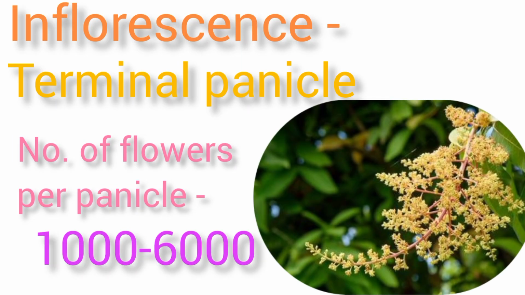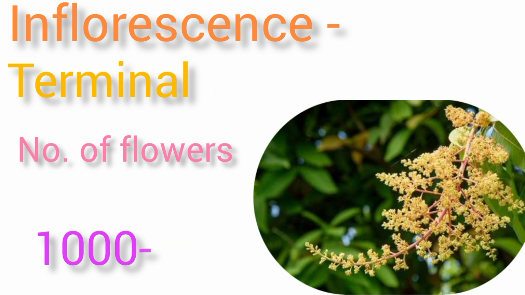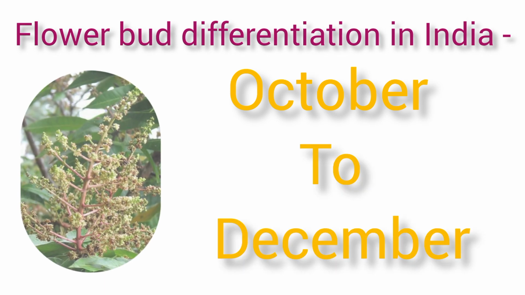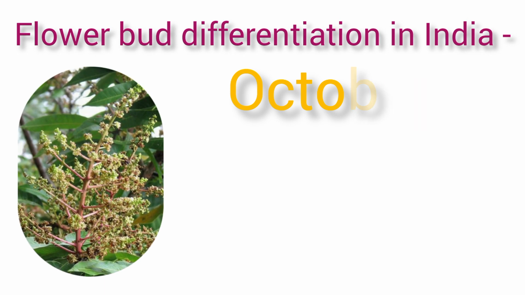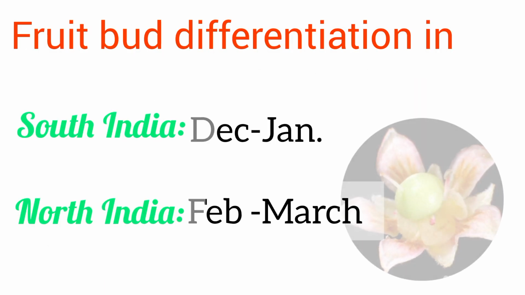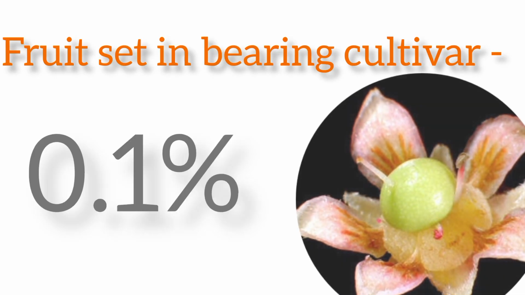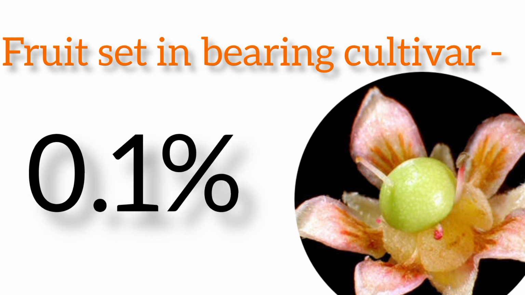Type of inflorescence: terminal panicle. Number of flowers per panicle is 1000 to 6000. Flowering period is 2 to 3 weeks. Flower bud differentiation in India is October to December. Now fruit bud differentiation in South India is December to January. Now in North India, bearing cultivar is 0.1%. That is, only 0.1% of fruit grows from the whole panicle.